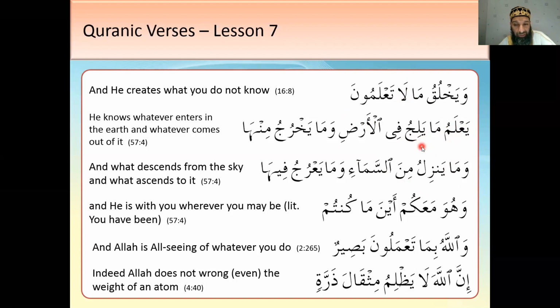Yaliju. The reason why this looks different is because it's a weak verb. But the ya is still there. Look, ya, liju. What do you read when you enter your house? Bismillahi walajna. Enter. We enter. Right? Walajna. So, ma yaliju, he knows what it enters. Literally, it enters. Fi, in. Al-ardi, the earth. And what case is earth?